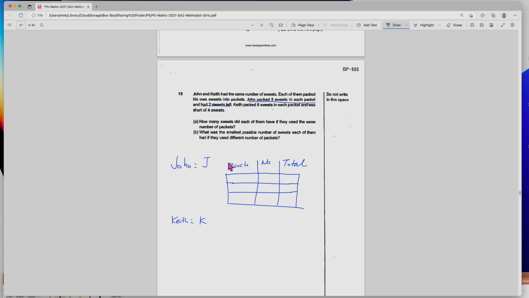So for John, each is 5. Can you see 5 sweets in each packet? So it's 5. Right? Number of packet, we don't know. Let's say it's U. Okay? Then the total will be, they say, had 2 sweets left. 2 sweets left means extra, right? So that means 5U, the total is 5U plus 2 or minus 2?